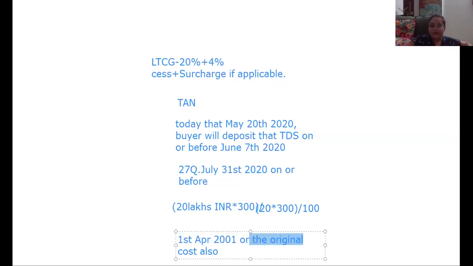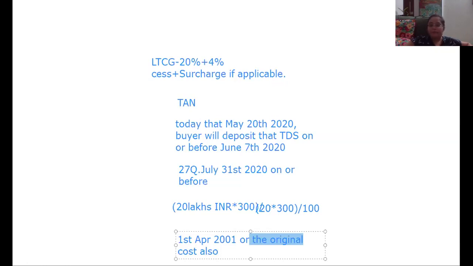Now we have understood how this indexed cost of acquisition works. For calculating the gain on property, we also consider the indexed cost of improvement, whatever we had spent to improve the property. And then when we subtract the indexed cost of acquisition from our sale price, we also subtract the indexed cost of improvement. But it has to be done strictly as per the rules mentioned in the Income Tax Act.